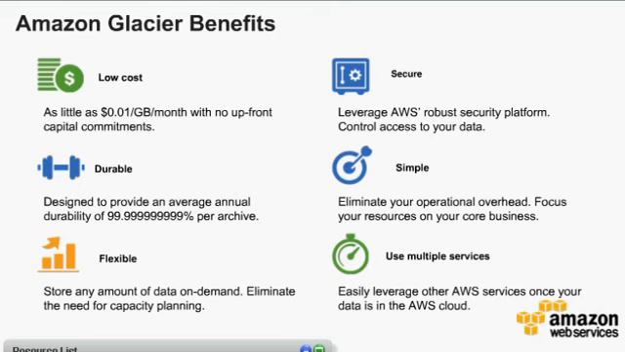Amazon Glacier is also very simple to use. You create a vault, and you can start archiving the data immediately. It's also very flexible because you only pay for what you use. And last but not least, you can leverage all of the Amazon Web Services along with Amazon Glacier, such as EC2, RDS, and DynamoDB.